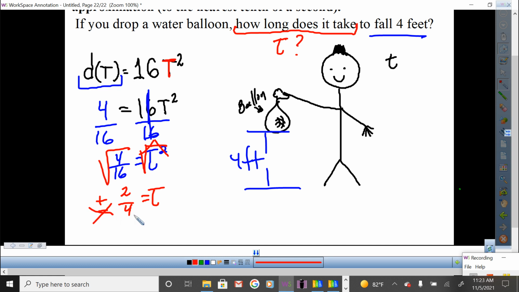Anyways, let's continue. So what is 2/4 simplified? 2/4 simplified is 1/2 equals t. So let's make sense out of this and answer that question in a sentence format. Look at the question. Look at what we came up with. Tell your neighbor a simple sentence that you would answer this problem with.